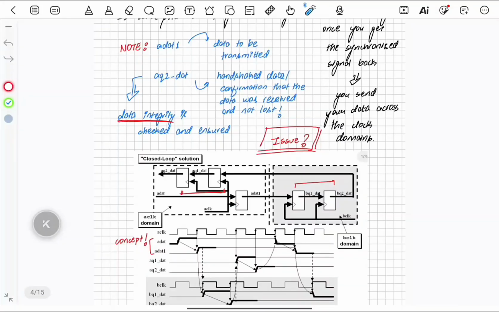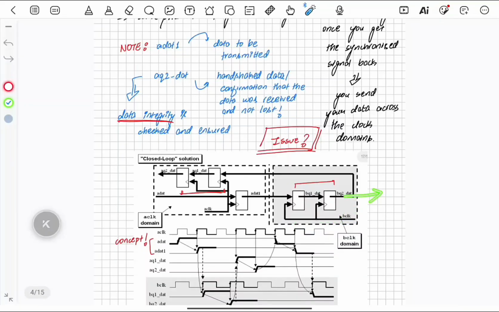I hope you got it. I'll just reiterate once again so that it's more clear to you. Basically, you have to send A data. In the last video we learned that it is better to register it, to avoid the combinational settling. You register it here, A data 1, and you transmit it. We know that we need synchronization if we are transmitting to an asynchronous domain. You synchronize it. This is the B clock domain.